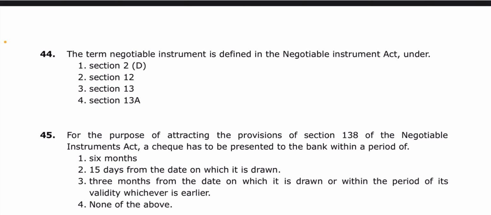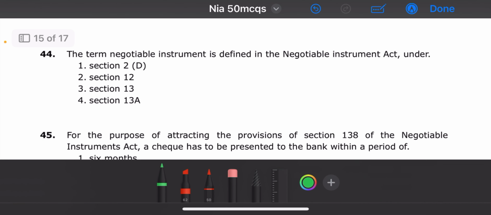Next question. The term negotiable instrument is defined in the Negotiable Instruments Act under. The options are first, Section 2D, second, Section 12, third, Section 13, fourth, Section 13A. The correct answer is option 3, Section 13.